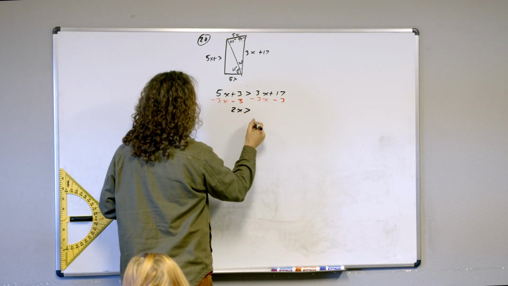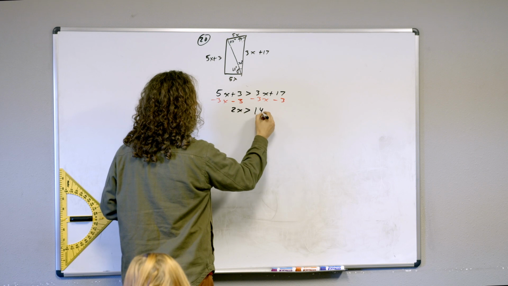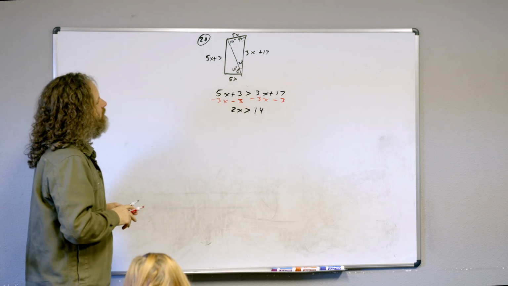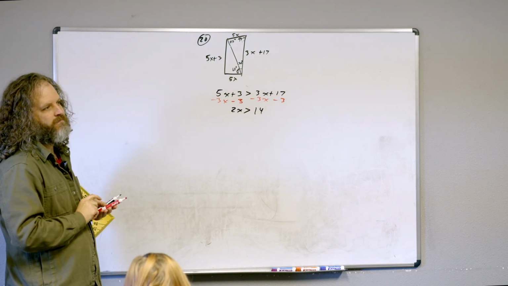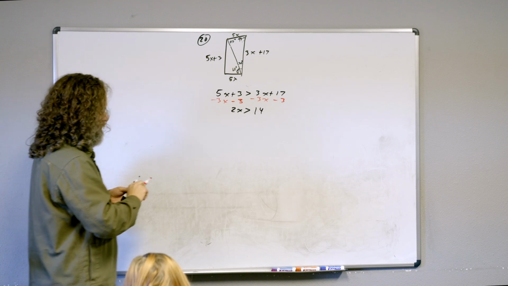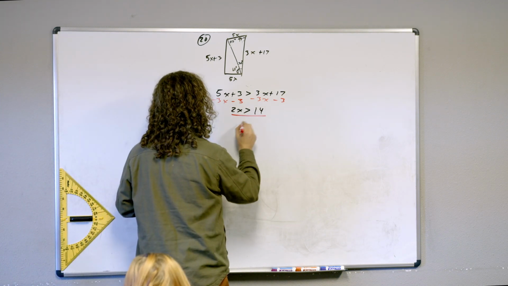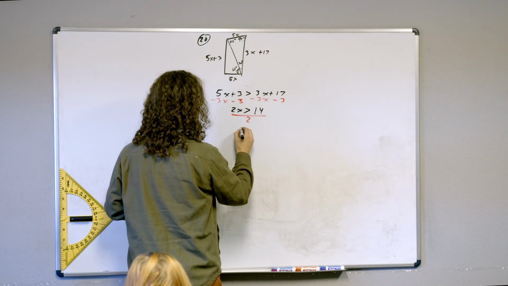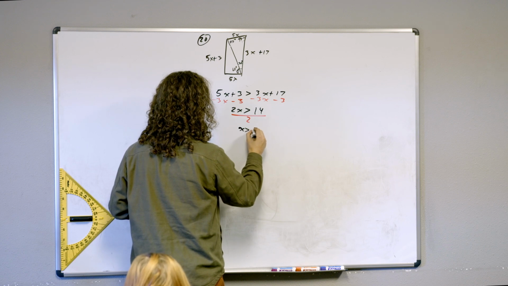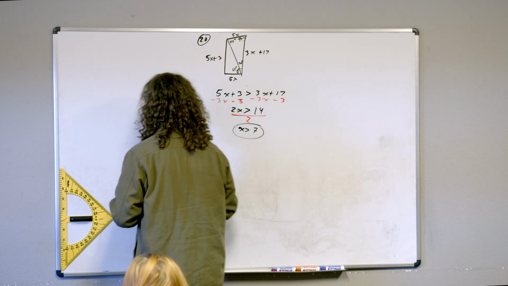So 2x is greater than 14. Now what? Divide by 2. So x has got to be greater than 7. Wait, that's the answer.